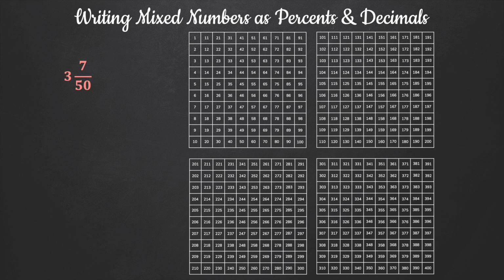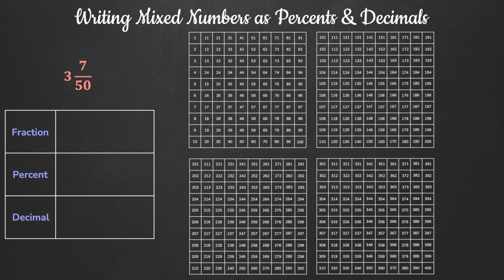Next, we have 3 and 7 over 50. Again, we have a mixed number where the fraction is not out of 100. So to help us better figure this out, we're going to find an equivalent fraction that is out of 100. So we ask ourselves, what can we multiply our denominator 50 by to get 100? And we can multiply 50 by 2 to get 100. So the whole number stays the same, but we multiply both the numerator and the denominator by 2. 7 times 2 is 14, and 50 times 2 is 100. So now we have 3 and 14 over 100.